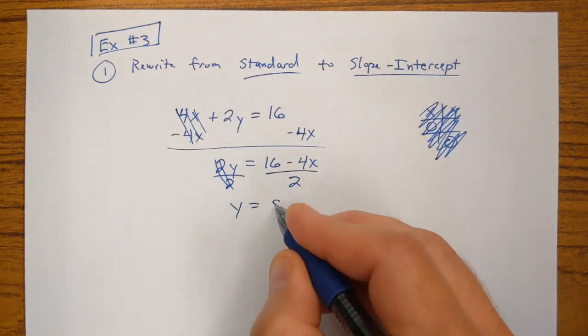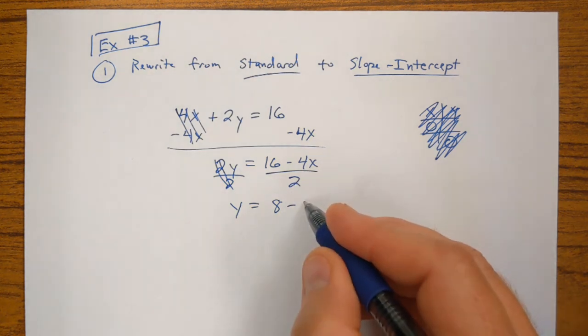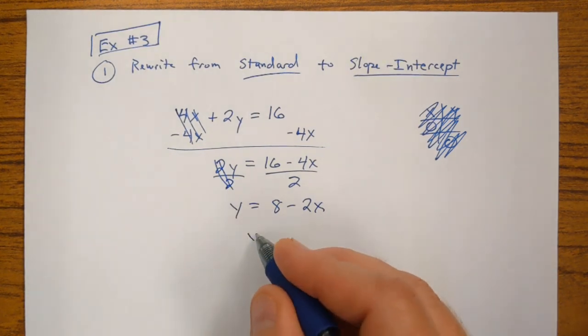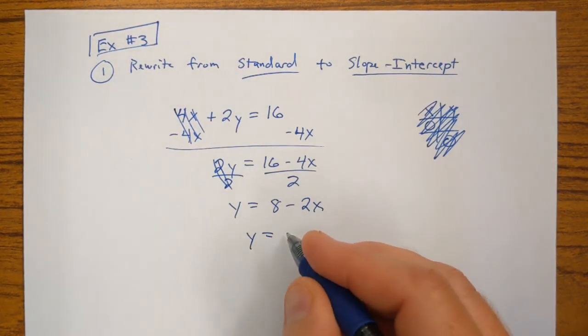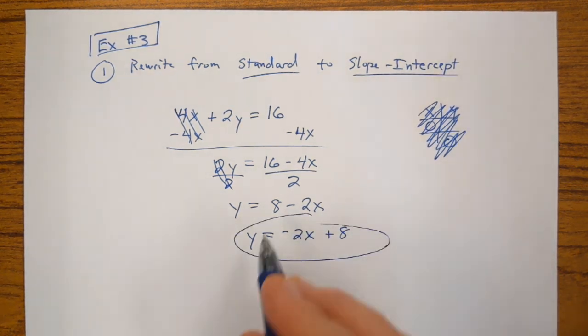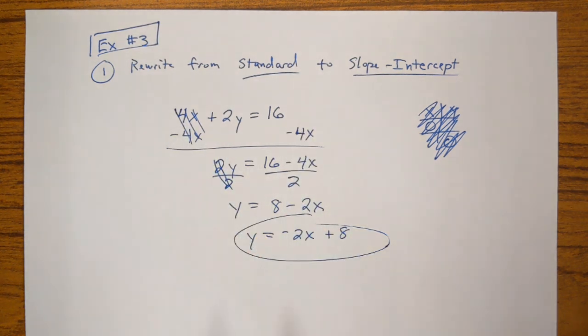The 16 divided by 2 is 8. The minus 4 divided by 2 would be a negative 2. I'm going to write minus 2x. And then lastly, we'll kind of flip-flop the order here. We'll write the negative 2x first and the 8 last. This is how we can rewrite an equation from standard form into slope-intercept form.